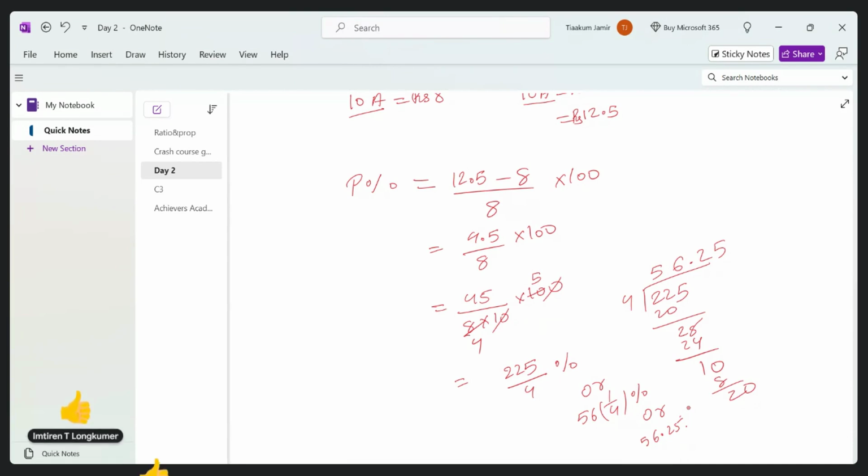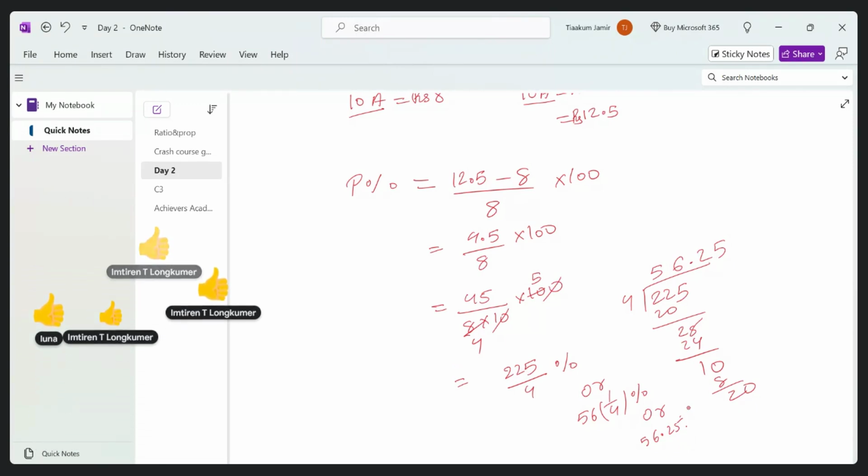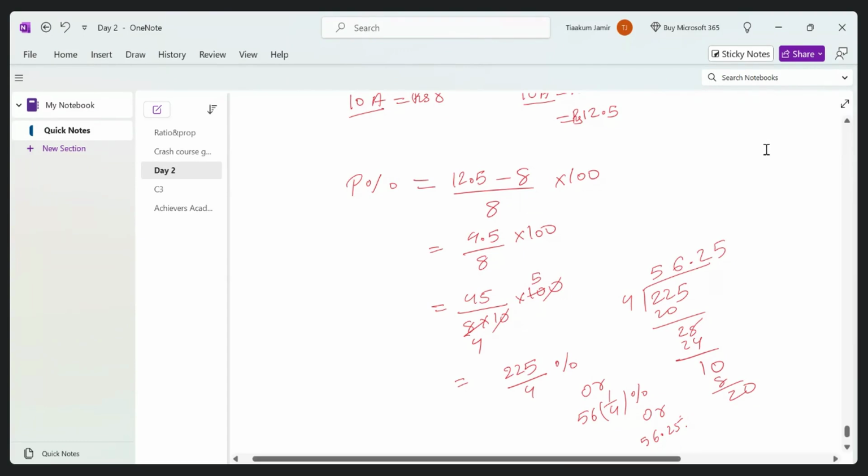Now, if you're very smart, you can do this without solving. Look at the options: 40%, 56%, 60%, 70, 80. Since the value is 4.5 and the total is 8, half of 8 is 4, so 4.5 means more than 50%.